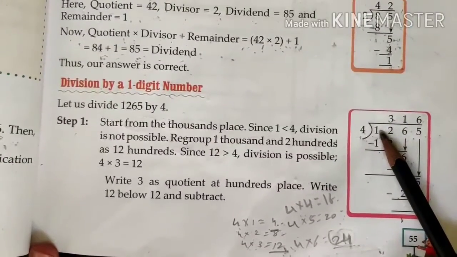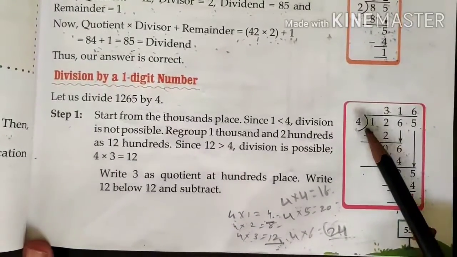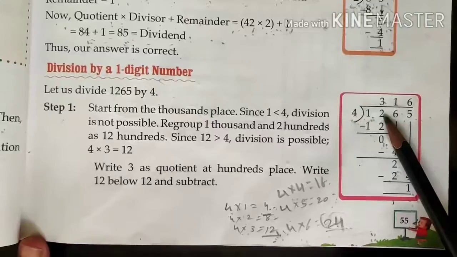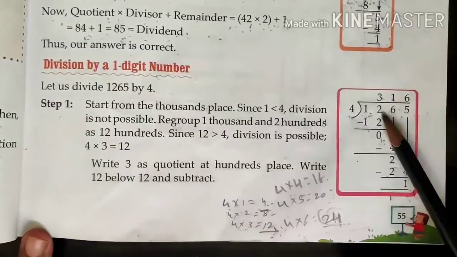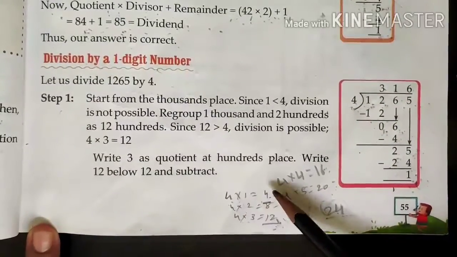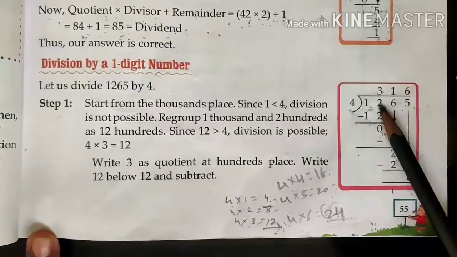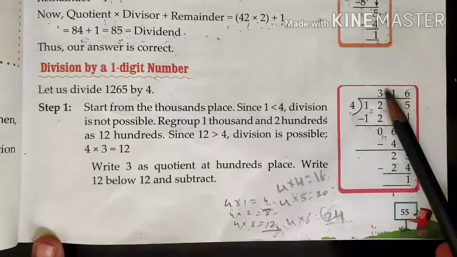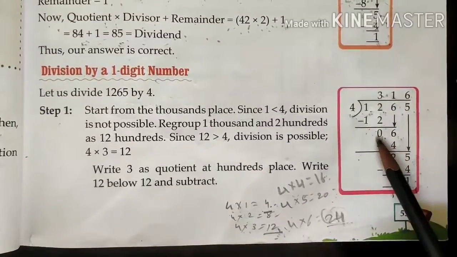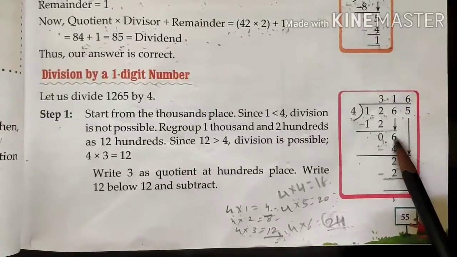Let us see the first digit, that is the highest value, 1. 1 is smaller than the divisor, so division is not possible. Then we take 2 digits, that is 12. Let us see how many 4s are there in 12. Say the tables. 4 1s are 4, 4 2s are 8, 4 3s are 12. We got 12, that is equal to our number. Then write 3 as the quotient, write 12 below 12 and subtract it. We get 0. Then bring the next digit down, that is 6.